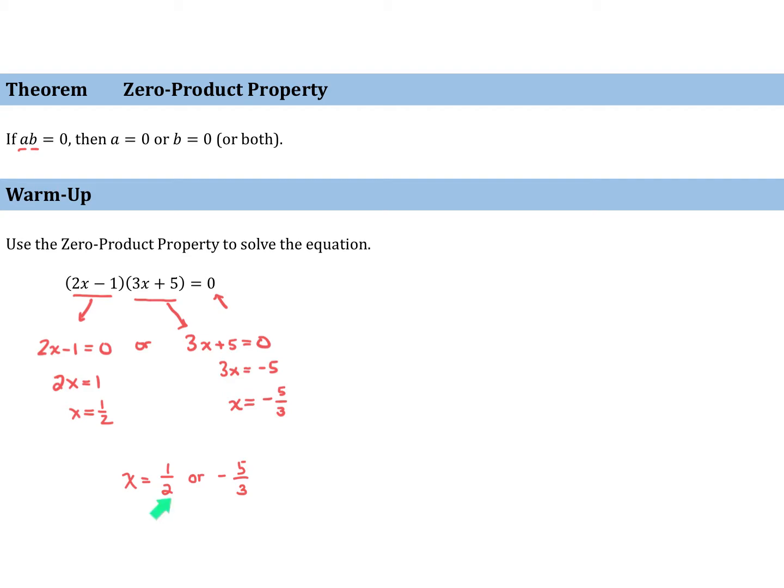If we substitute 1/2 into our original equation for x, that'd be 2 times 1/2 minus 1 would be 1 minus 1. This would be 0 times something equals 0. That's true. So 1/2 is indeed a solution. Likewise, if we put negative 5/3 back into our original equation, this factor would be 0, and I'd have something times 0. And of course, that does satisfy the equation because 0 equals 0.